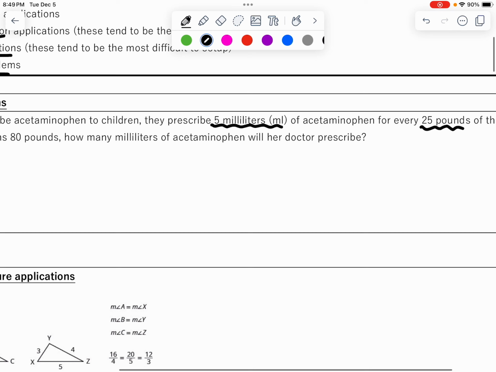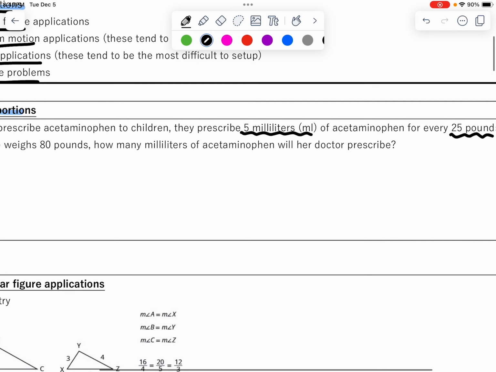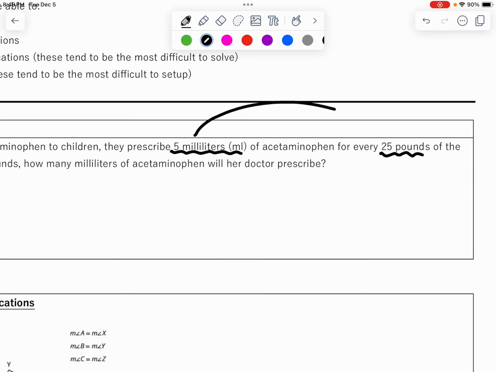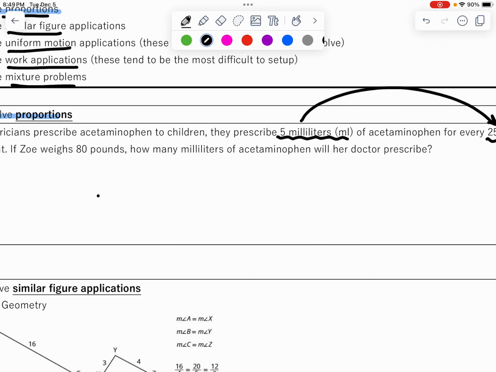Okay, here we go. This is a proportion because it's like, this much for this much, this much for this much. It's like a basic conversion. 5 milliliters for every 25 pounds, how many for 80? You guys have done these. These two are proportional to each other. So we have 5 ml, and we're going to put the ml on the top. And that's for every 25 pounds, so we put pounds on the bottom.